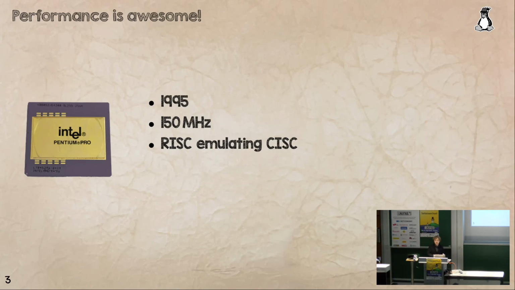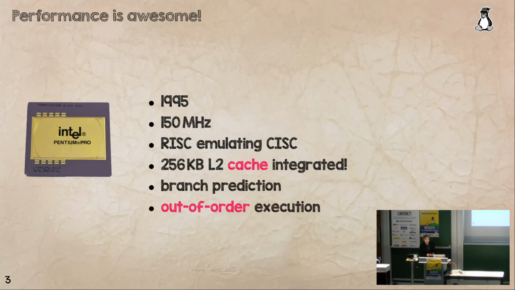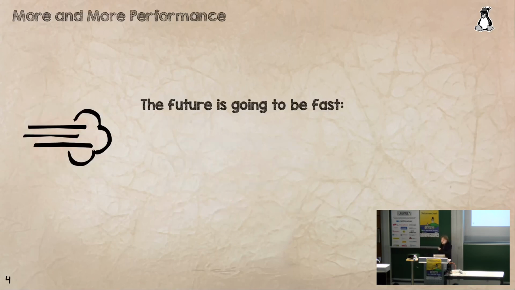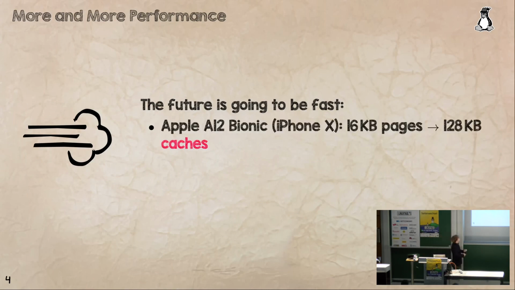This was really interesting because this allowed for new performance optimizations. Also a huge level 2 cache, 256 kilobytes. Even if you buy a processor today, it will have 256 kilobytes level 2 cache. Not exactly the same because it's per core, but of course, the basic design is from that time. And also introduced branch prediction and out-of-order execution. This is awesome for performance. And also, if we look at the future, it is going to be even faster and even better. Looking at the Apple iPhone X, it now has 16 kilobyte pages, and this allows to have 128 kilobyte caches.